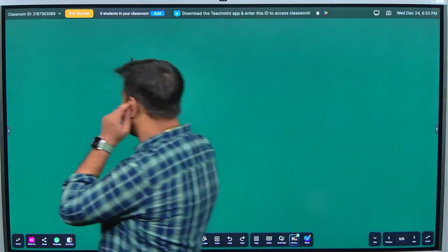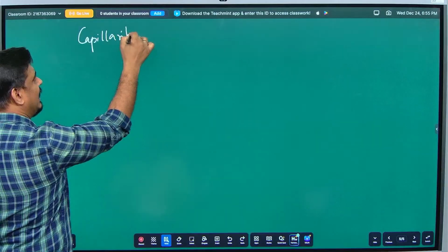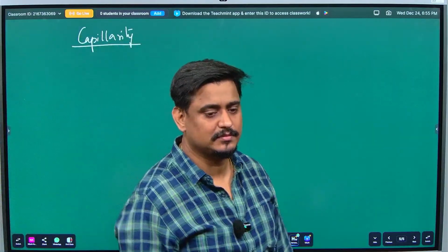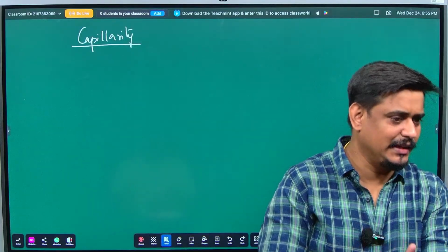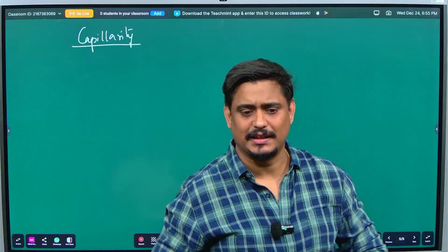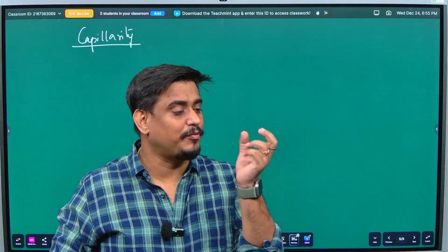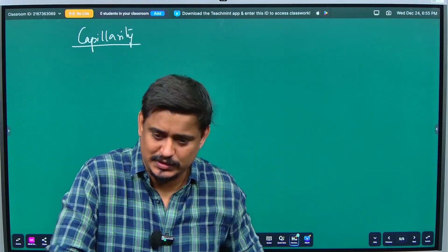We'll talk about capillarity now. Before I talk about capillarity, I would like to ask you, what is the meaning of the word capillary? Capillary means hair in Latin. It's a Latin word, it means hair. Hair means very thin. So this concept has come from something called thin tubes.